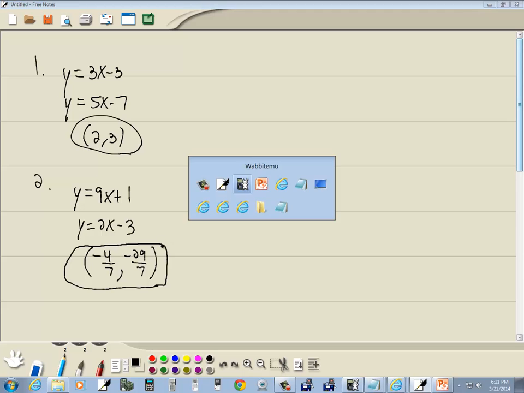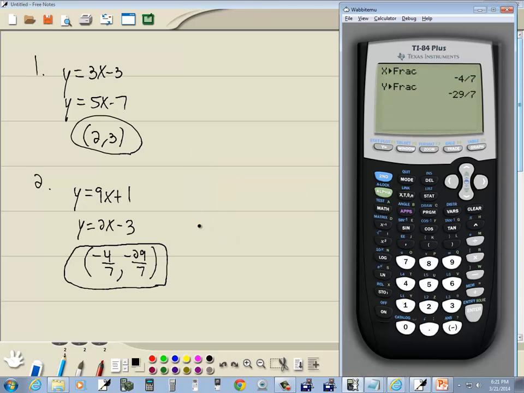And that's solving these by graphing on a TI-84 Plus calculator. You can see the benefits of using the calculator. There's no way I'm going to eyeball this and be able to spot negative 4/7 and negative 29/7. It's a poor method by hand, trying to eyeball the intersection. All you could do is come real close, but the calculator will give us the exact answer.